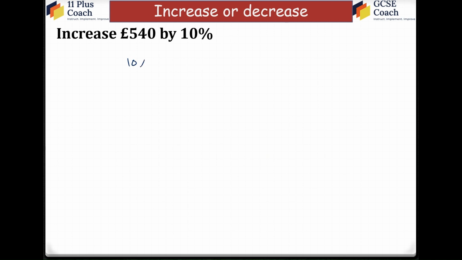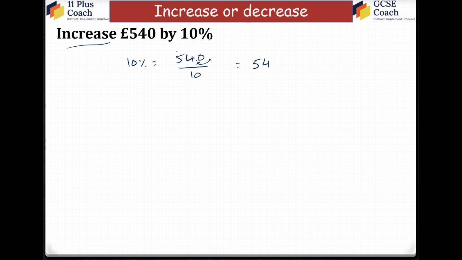So 10% of £540 will be 540 divided by 10. So remember, hopefully by now you are experts at this. You're dividing it by 10 to find the decimal point, and you move it back 1 place. So that becomes, here's a decimal point, move back 1 place here, 54.0, which means just 54. So 10% of 540 is 54.